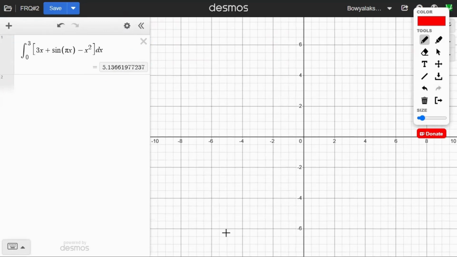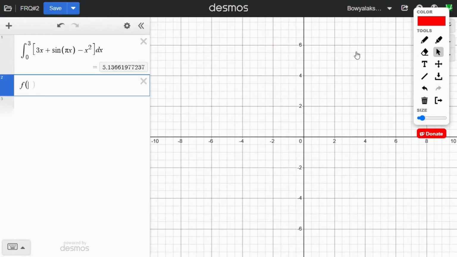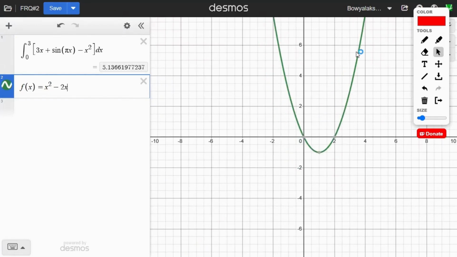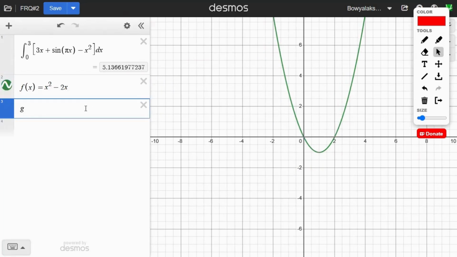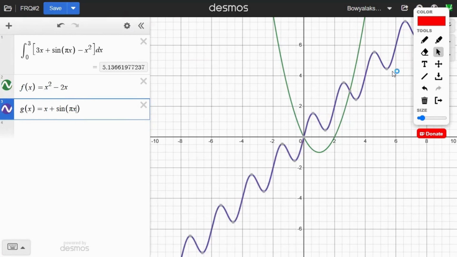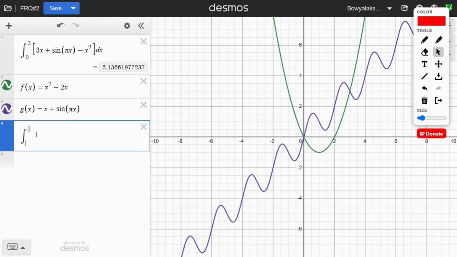Very simple. The one more way that I have told you is you define f of x. f of x is x squared minus 2x. Okay, then you define g of x, which is x plus sine pi x. Sine, use the parentheses inside that, pi and x. So can you see the exact graph we got? And then integral 0 to 3, of course. And then we don't want to give the simplest form of expression we did. Just give g of x minus f of x.